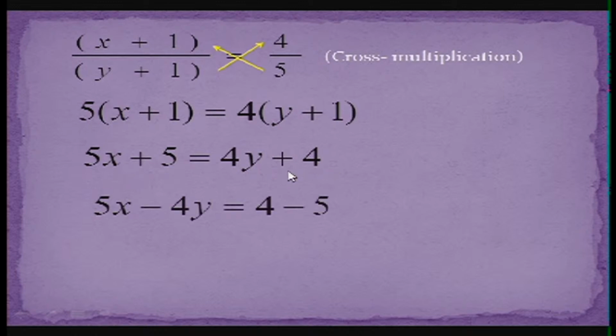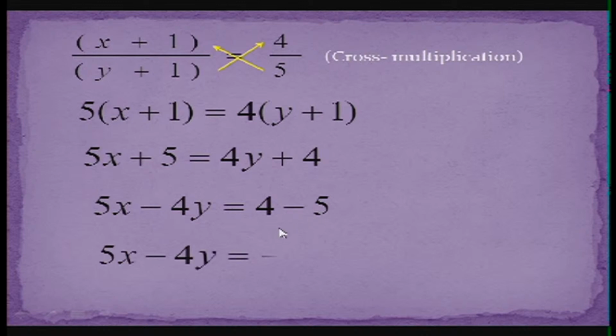Let us transpose the terms. 5x minus 4y is equal to 4 minus 5. We are bringing this plus 4y from RHS to LHS and we get minus 4y, and we are bringing this plus 5 to the other side, it becomes minus 5.